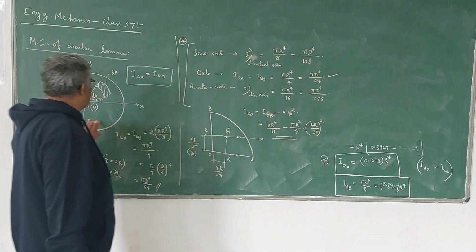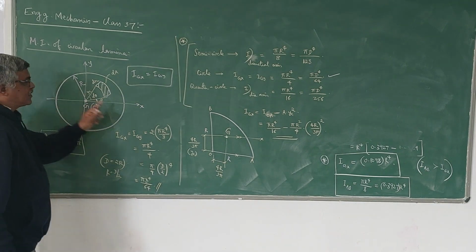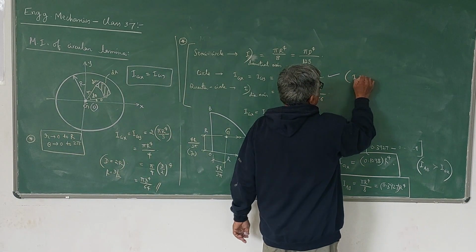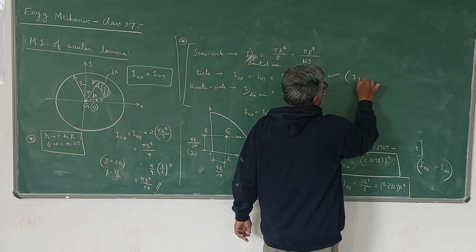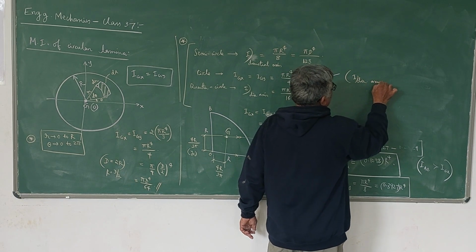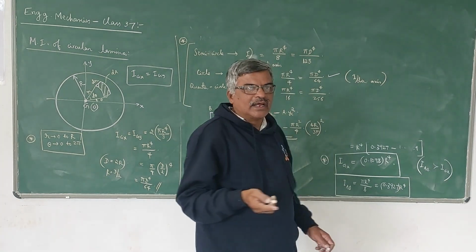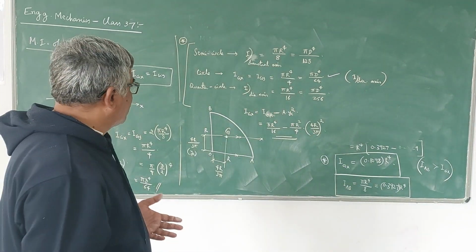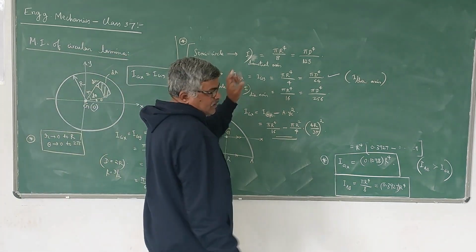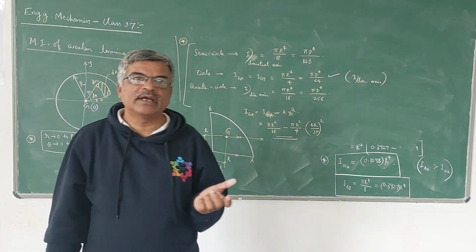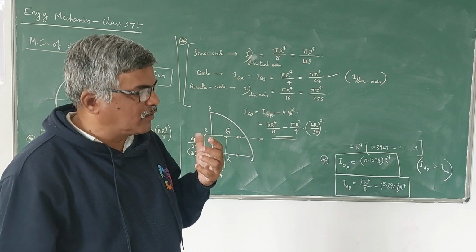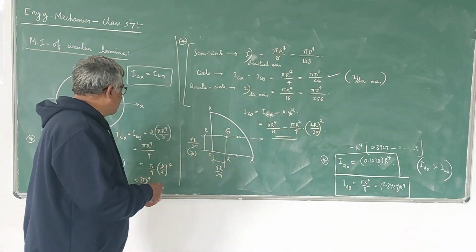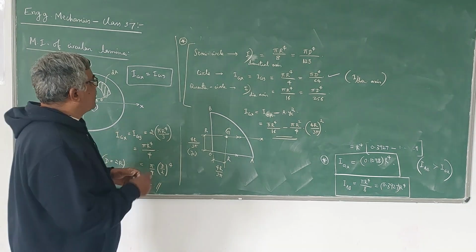Whereas in the case of the circle, your IGX is the same as I about the diametral axis, because the circle is symmetrical about both the x and y axes. So this is very important. The derivation is important. They may ask a circle or semicircle or quarter circle. Only thing is the limits of integration will be different.